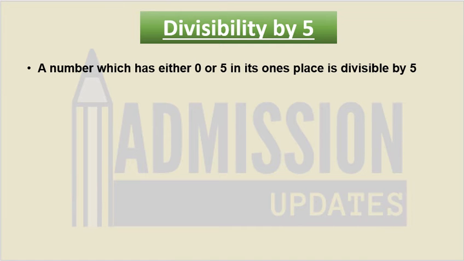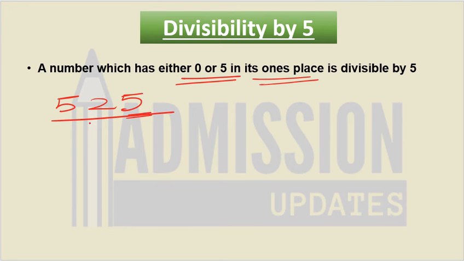It is divisibility by 5. Any number which has either 0 or 5 in its ones place or units place is divisible by 5. For example, a number is 525. So here the units place is 5. So let us check is it divisible by 5 or not. So here 5 ones are 5, then 0 and 5 5s are 25. So yes, this number is divisible by 5.